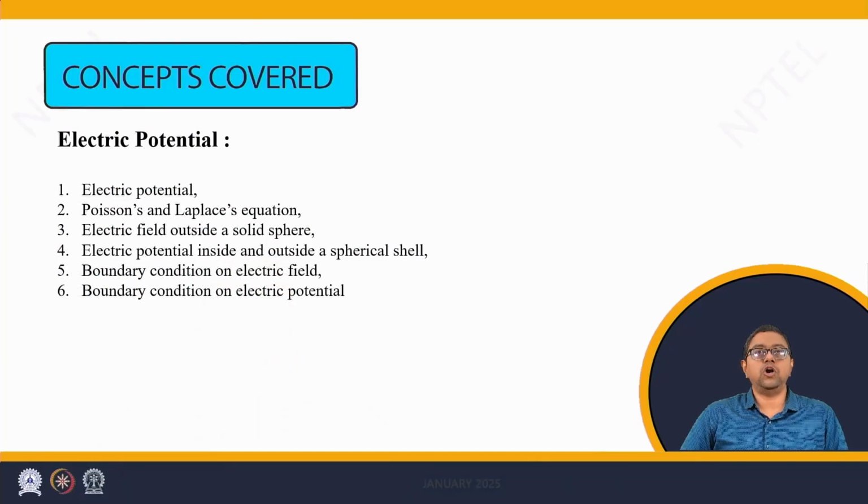In this lecture, the concepts covered are electric potential and various applications and derivations of the electric potential. The basic concept of electric potential is covered first. This is followed by Poisson's and Laplace's equation. Next, we consider electric field outside a solid sphere. Next, we have the electrical potential inside and outside a spherical shell. We will be looking into both the field and potentials. Next, we have boundary condition on electric field and the boundary condition on electric potential. So, let us begin.